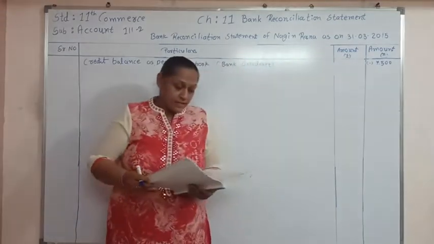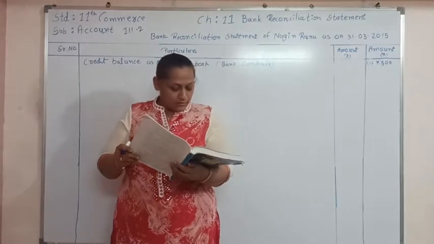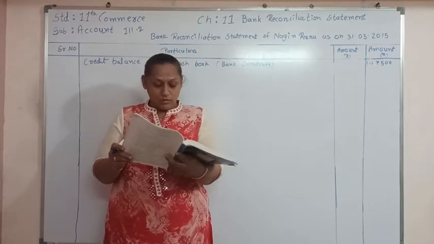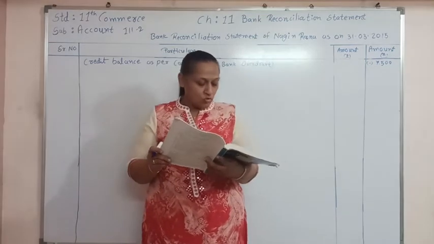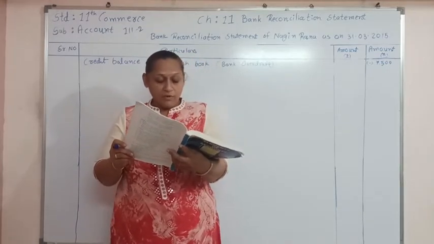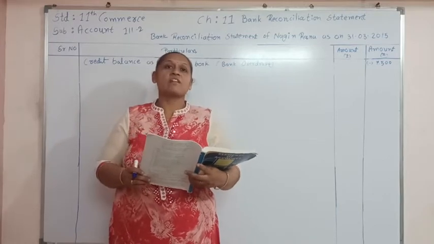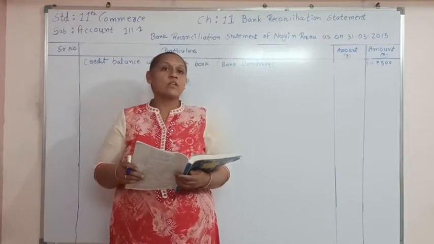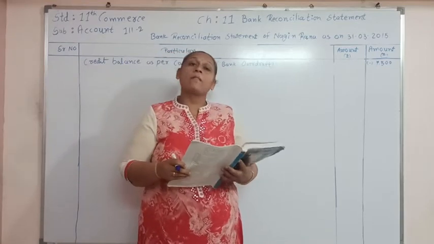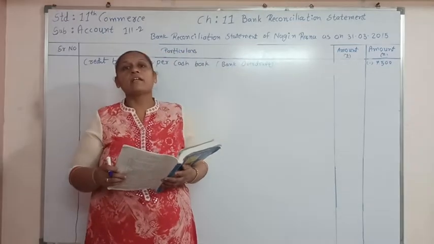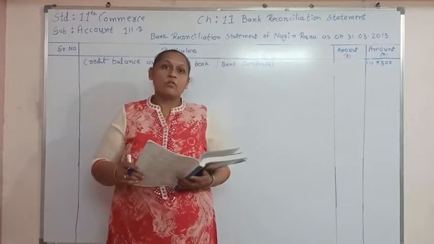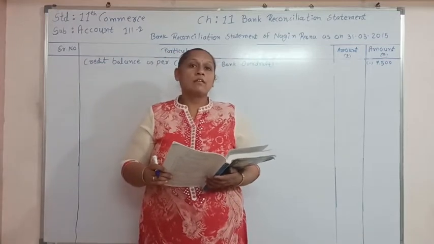Which does not tally with the balance as per passbook. By comparing passbook and cash book, the following information is obtained from this to prepare the bank reconciliation statement of Nagin Rana. Here it is given, credit balance as per cash book, and it is called bank overdraft, so we have to show it with a negative sign. So again, let's start the sum.